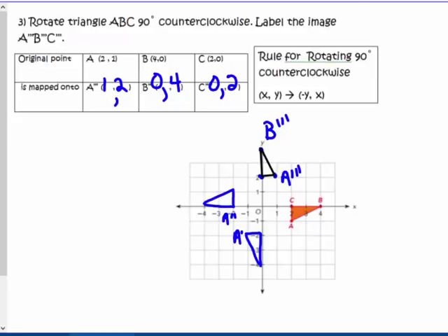So A double prime, B triple prime, C triple prime, B triple prime. Normally it would not be a good idea to go off the graph paper like that. Should have had a bigger piece of graph paper.